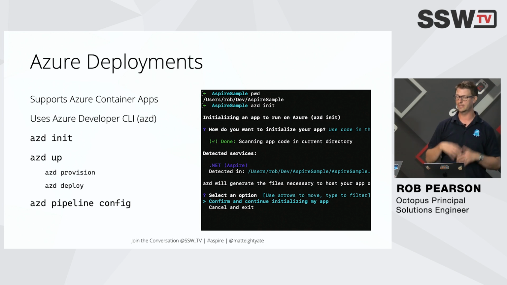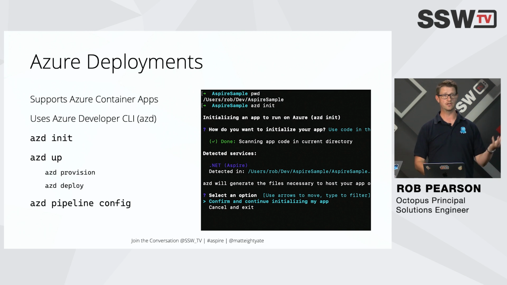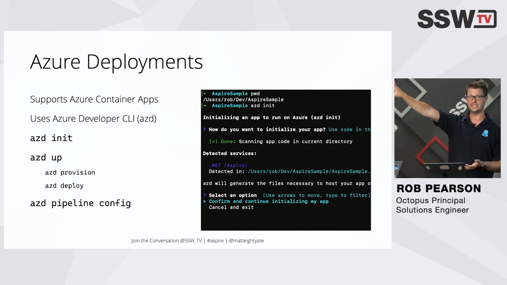But the thing that Microsoft has done really well is they also have AZD pipeline config. That's the other side, where they're even playing nice with CI/CD pipelines. Out of the box, they support GitHub Actions and Azure DevOps, where it will create a default CI/CD pipeline for you. If your repo is not already source controlled, it can help you with that.